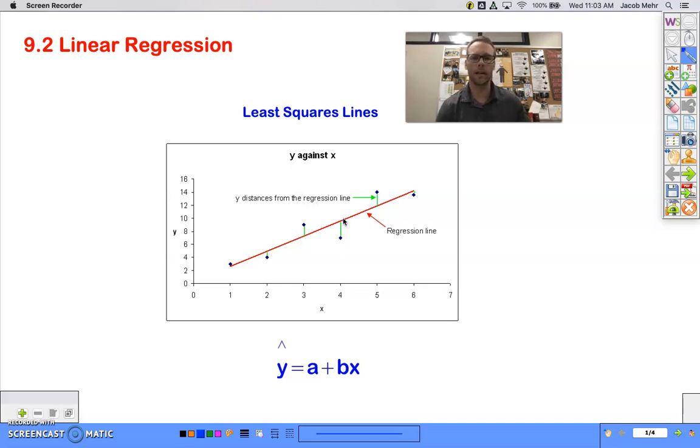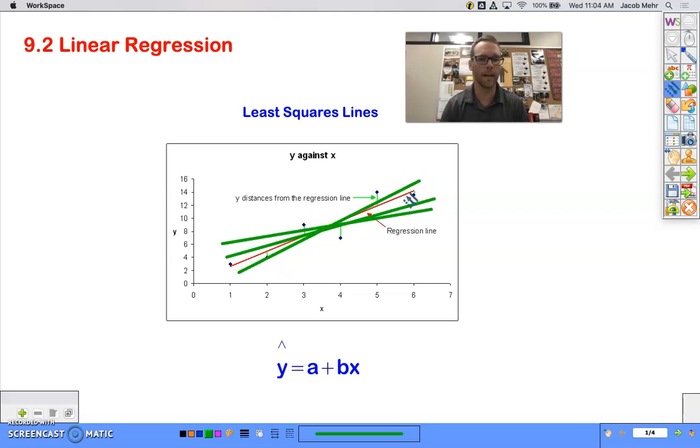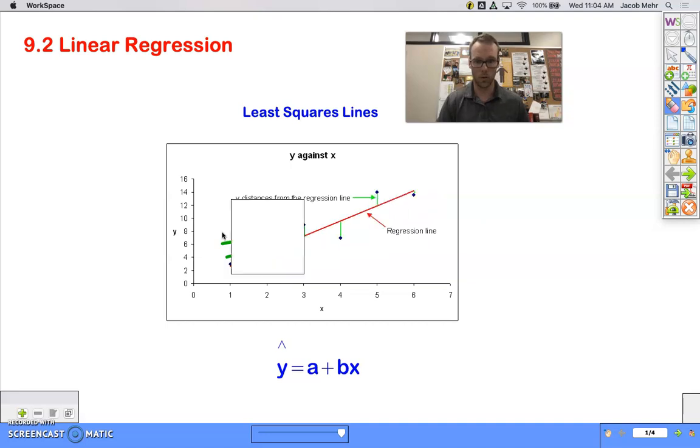Again, I'm not going to get into it much more than that, but think about it as I draw different lines, we have different residuals. And we are going to find the least squares line. It's called the least squares because we're squaring those residuals.